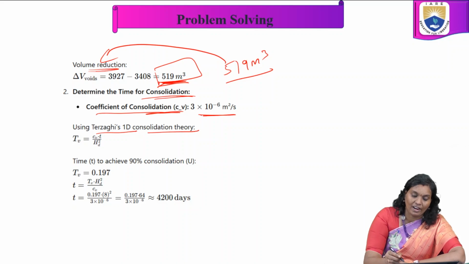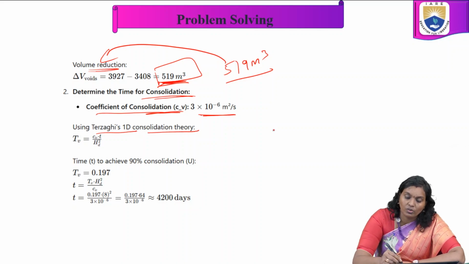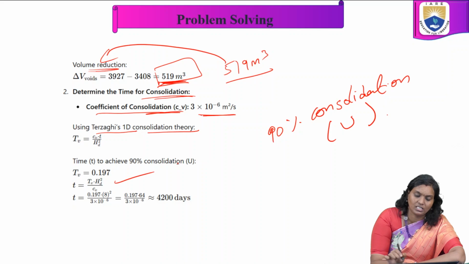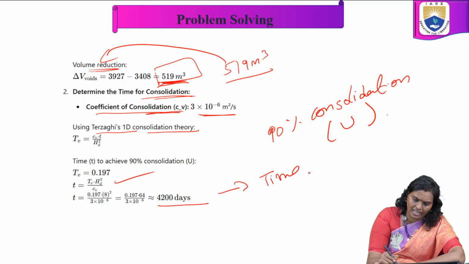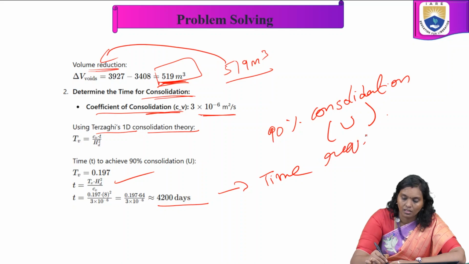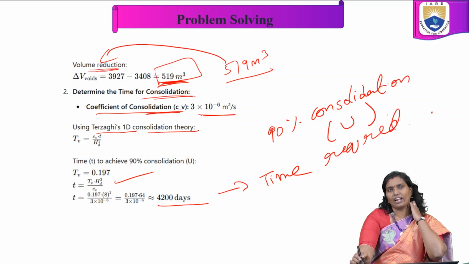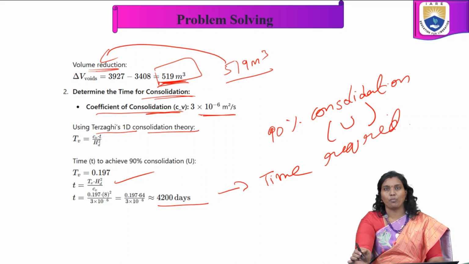Using that, we are finding the time to achieve 90% consolidation, not 100% consolidation. For reaching 90% consolidation, we are using this formula. Finally, we will get how much time is required for the consolidation. So like this, we are understanding the problem statement.